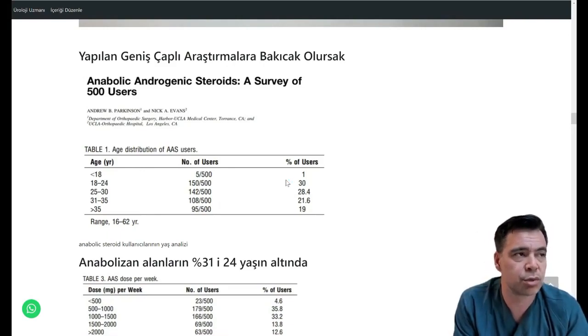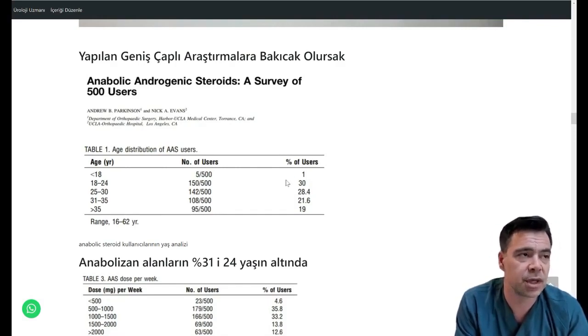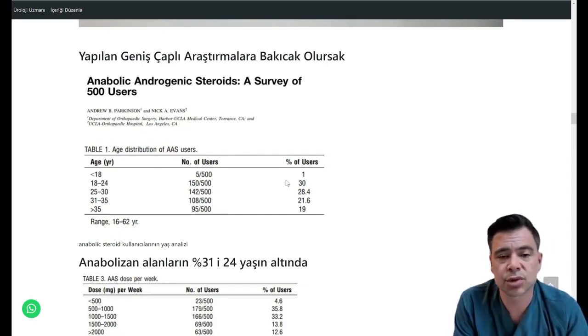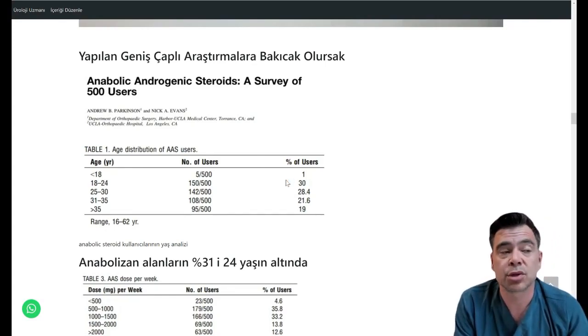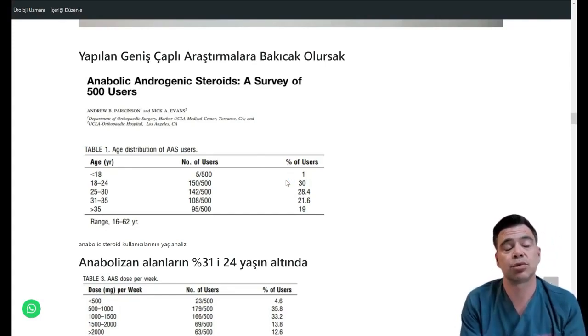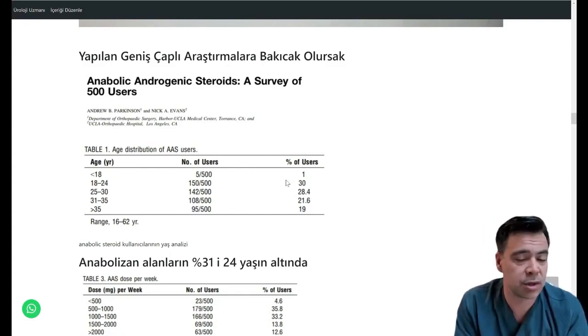What is the problem with anabolic steroids? According to studies in the US, there are 4 to 5 million anabolic steroid addicts. They are called anabolic steroid addicts because they never stop taking anabolic steroids. So millions of people use it for 12 months.